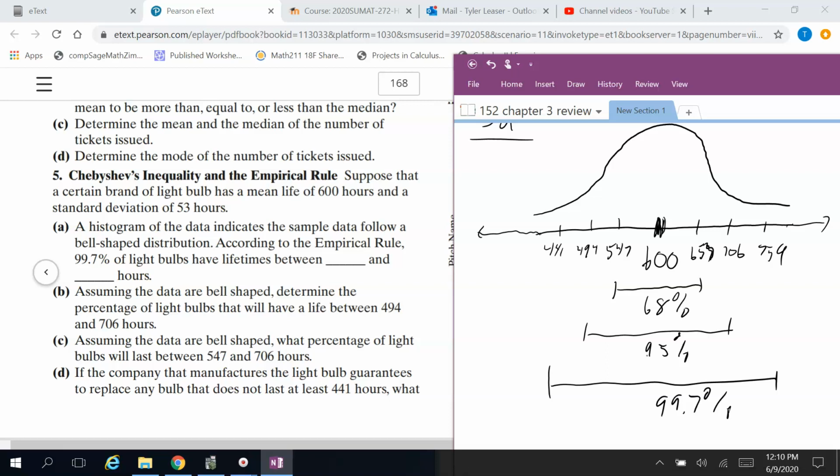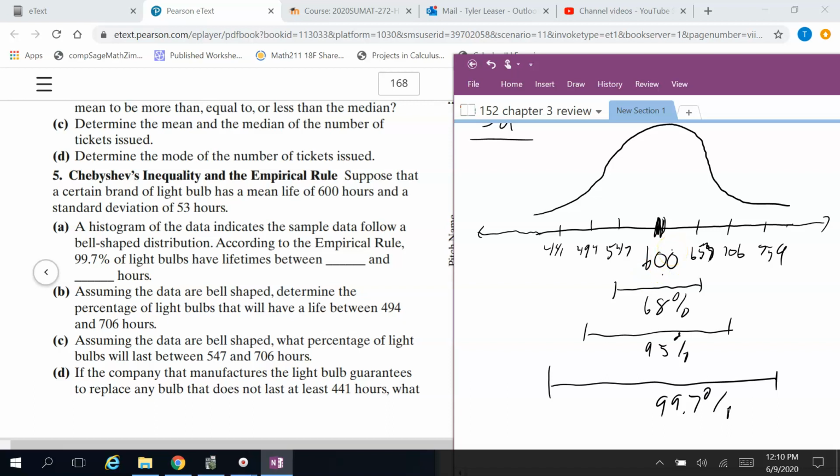Part C, a little bit more difficult. So part C, what percentage is in between 547 and 706? 547 is the first to the left, 706 is the second to the right. So we are not going to be able to do one of our classic empirical rules here. We have to get a little bit more clever. And there are 2 different ways to do this.